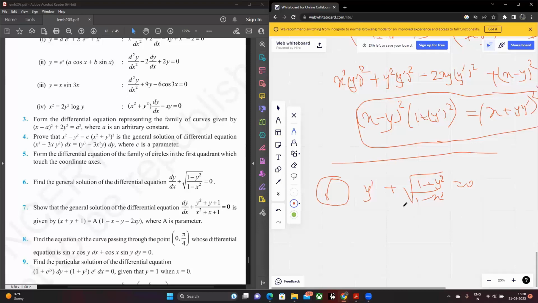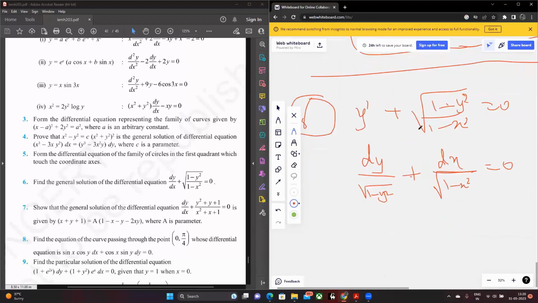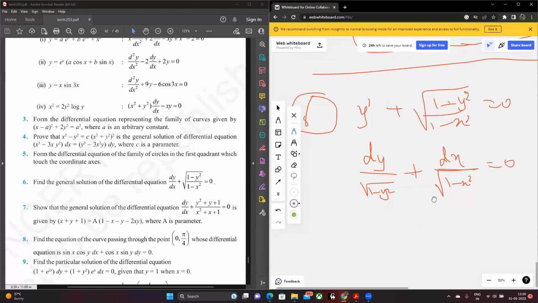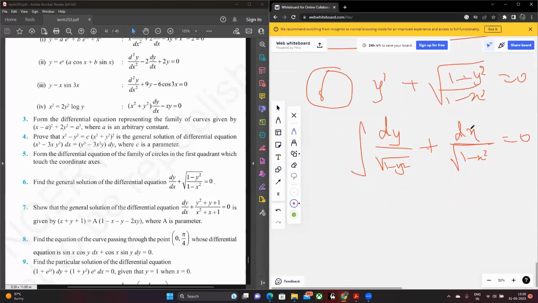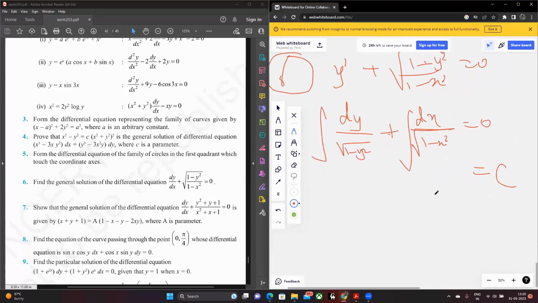What this is basically is your variable separable method, right? So I'm going to directly skip steps. I'm going to basically write dy by root of 1 minus y squared plus dx by root of 1 minus x squared equals 0, right? Taking this to the other side, cross multiplying and then bringing it back, all right? And integrating on both sides, 0 basically becomes a constant, right?